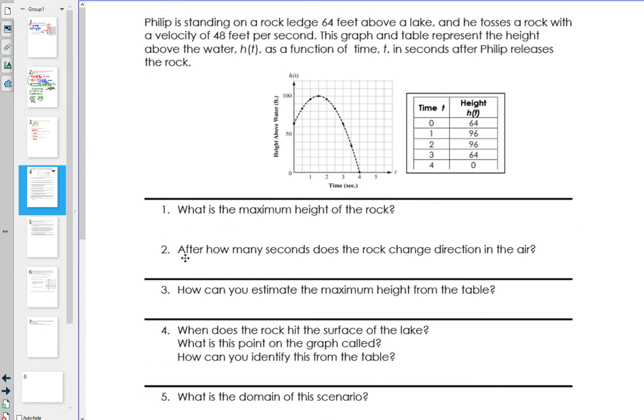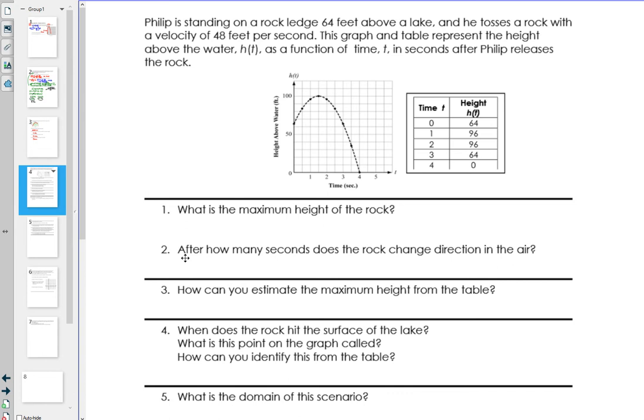Philip is standing on a rock ledge 64 feet above a lake. So this is going to be kind of like the one we did with the hill. Notice how it's being launched from above, but they've already given you a graph. They've also given you a table. And he tosses a rock with a velocity of 48 feet per second. So they've given you all the information you need. Let's see if we can answer the questions.